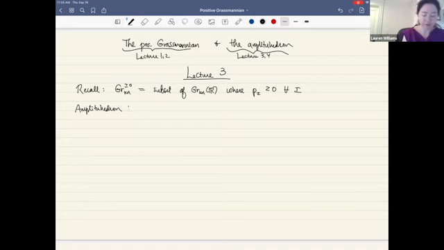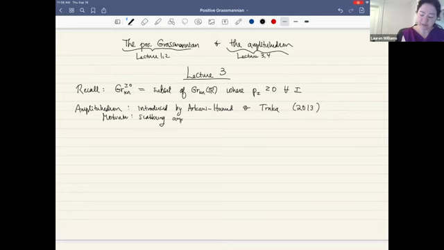Just I'll mention that it was introduced by Arkani-Hamed and Trnka in 2013, and their motivation was to understand scattering amplitudes in N=4 super Yang-Mills theory. So I'm really not going to say anything about the physics. I'll just introduce it as a mathematical object that turns out to be quite interesting.